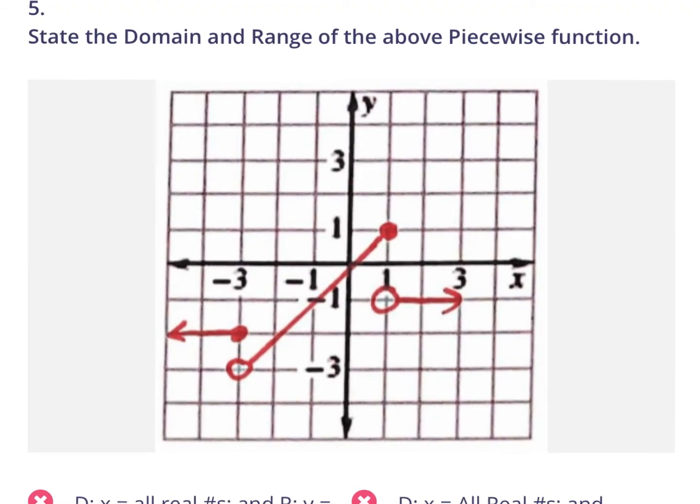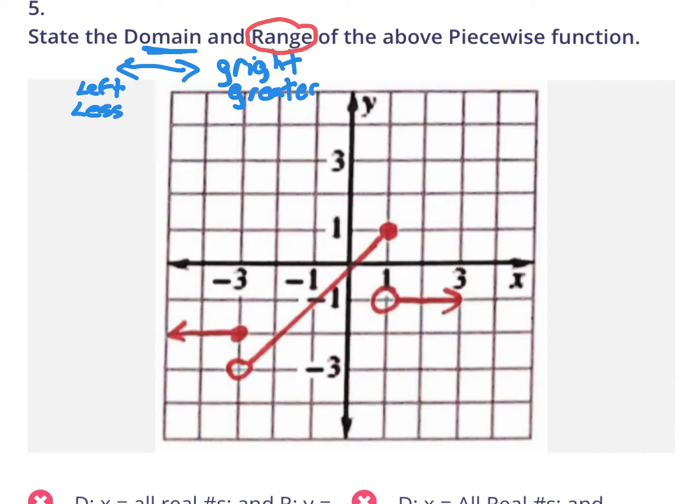Again, the domain are your x values. That means you're looking at it left and right, okay? If it's going to the left, then that is a less than symbol. If it's going to the right, then that is a greater than symbol, right? Now, if it were to say range, that's up and down. The range is up and down. So obviously if it's up, it's greater than. If it's going down, it's less than. So that's how we come up with these domains and ranges.